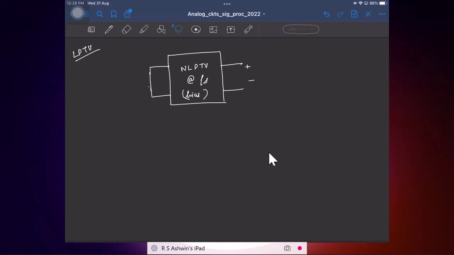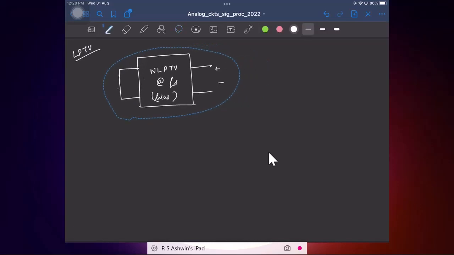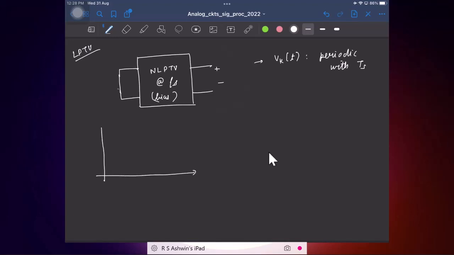But this is a periodically time varying network. So what can you say about the operating point? That will also vary periodically with time, right? Which means if I take any node voltage, say Vk(t), that will be varying periodically with time. So it will be periodic, say with a time period of Ts. Okay. So let's say the periodic operating point looks something like this, say between 0 and Ts, say just something.